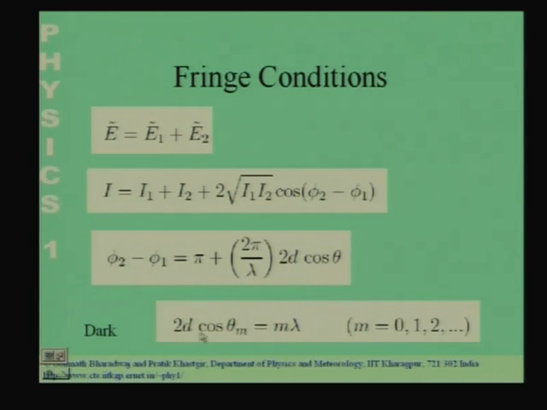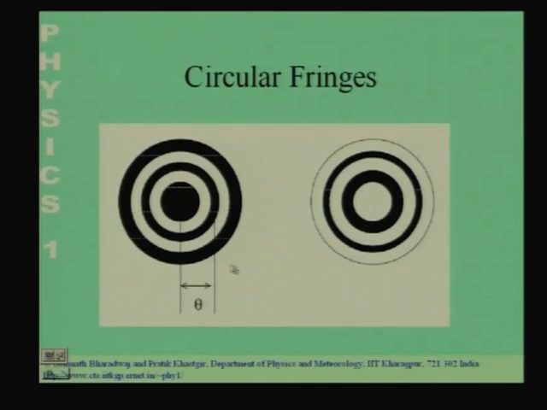So, you will get a dark fringe, the intensity will be very small, if this condition is satisfied, where d is the difference in the arm lengths, theta is the angle at which you are looking, and m is an integer. So, if 2d cos theta, the path difference, is equal to m lambda, you get a dark fringe. If it is m plus half lambda, you get a bright fringe. So, this was the fringe condition which we had discussed in the last class, and I had also told you that the fringe pattern is going to be circular.